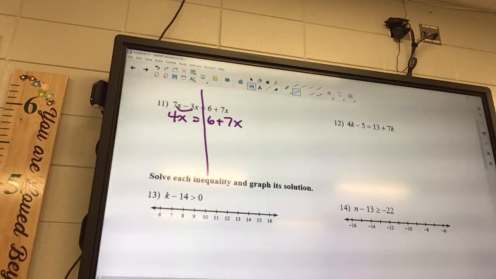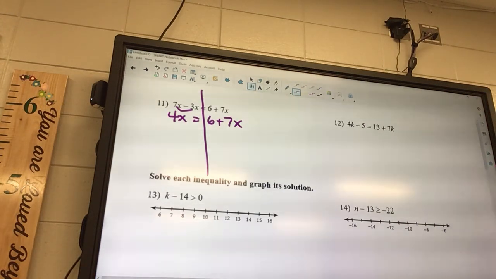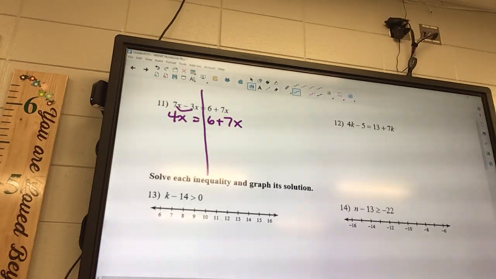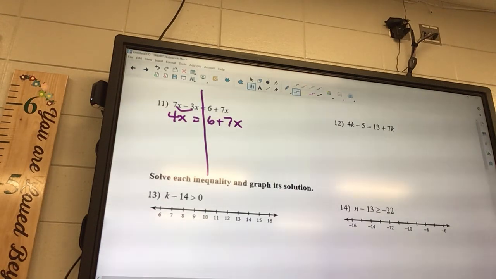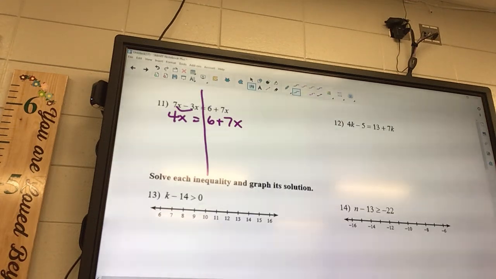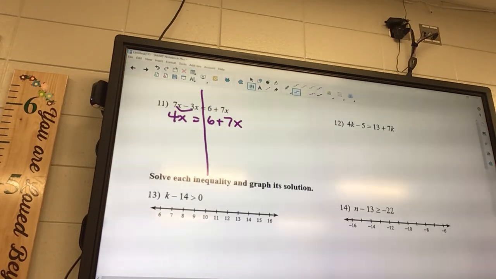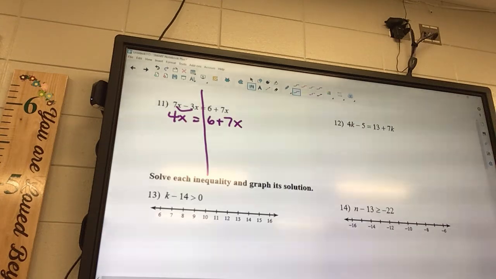Okay, so take a second, look at it. Why is this one different? Oh, you've got X's on both sides. Yeah, I've got X's on both sides. So these are the ones where we have to move our letters to the left and the numbers to the right. So who needs to be moved? The 7x is gonna get moved.